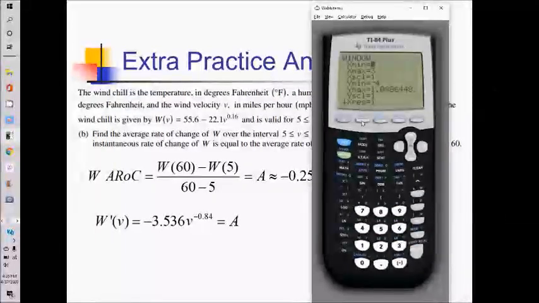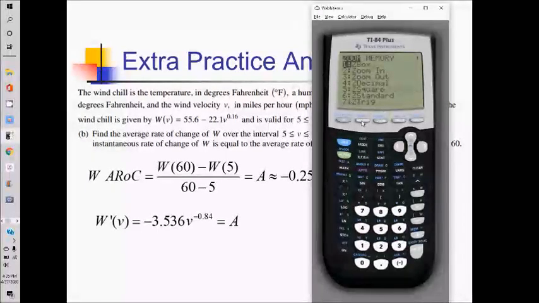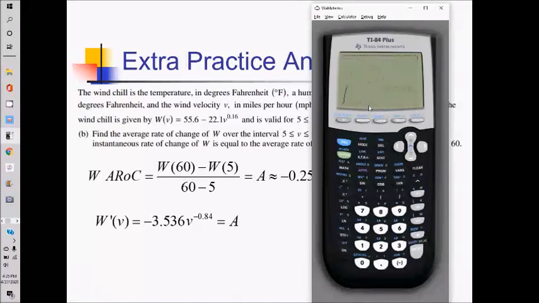It's kind of a weird window, but hey, 5 to 60. We'll just take what they give us. They know best. Let me do zoom 0 now, and let's see if we can see where these things cross. So there is my W prime function, and here's the horizontal line through A, which is about negative 0.25 and some change. So we see the intersection right there.